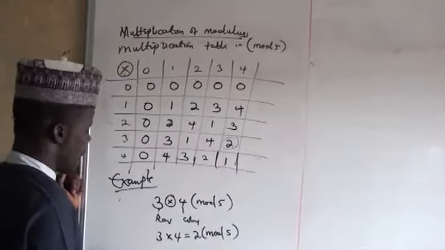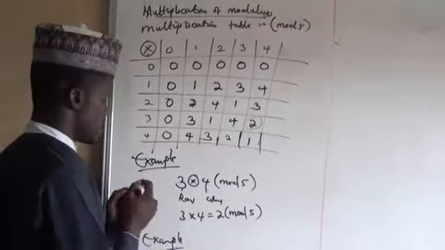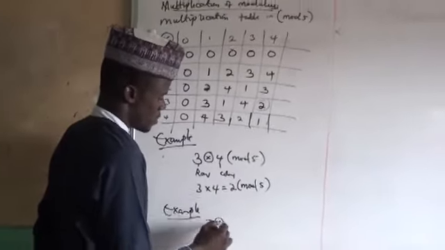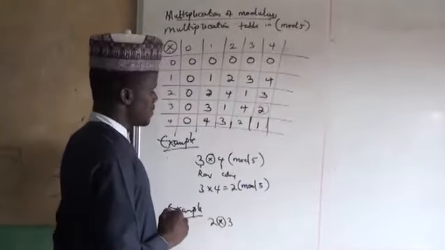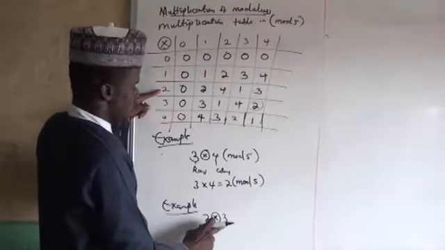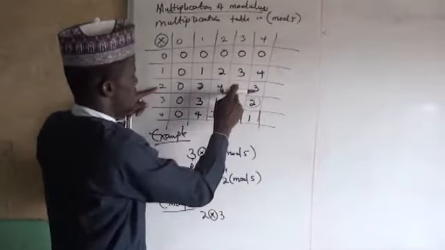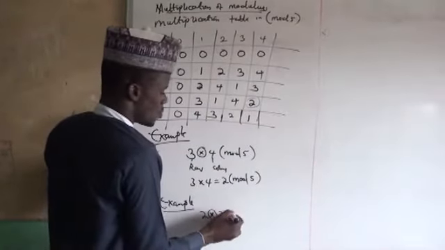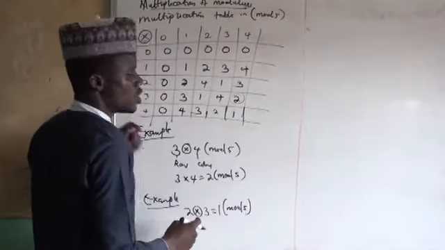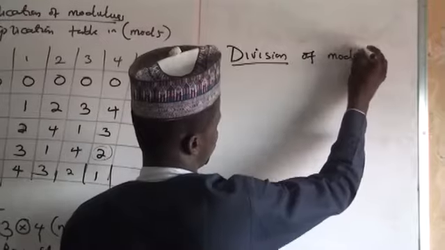And also we have another example, let's say 2 times 3. For 2 times 3, we have to look at the second row, that is of 2. Then on the third column, it goes here. This is the third column where we have 1. So here we say 1 mod 5. This is how to take a multiplication problem.